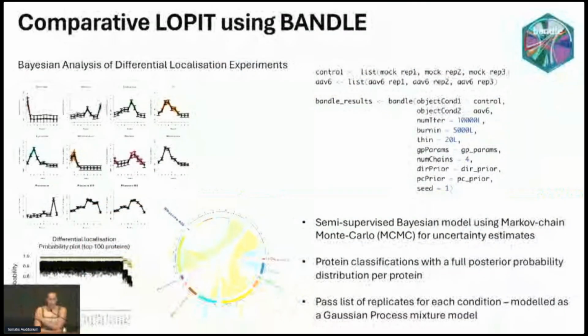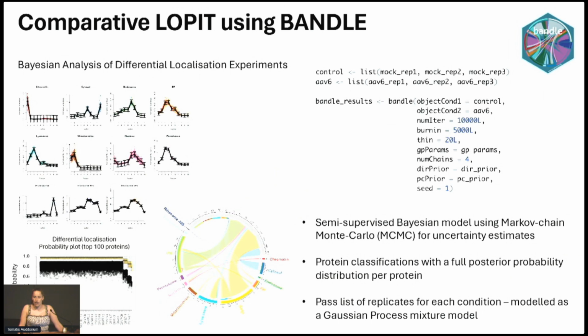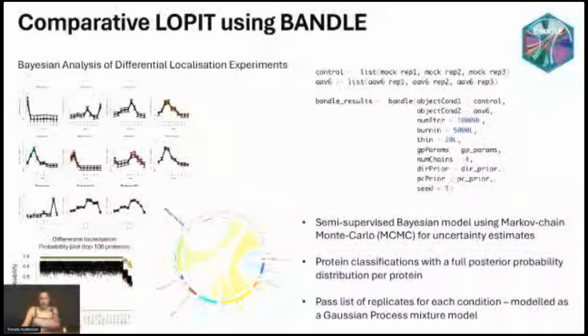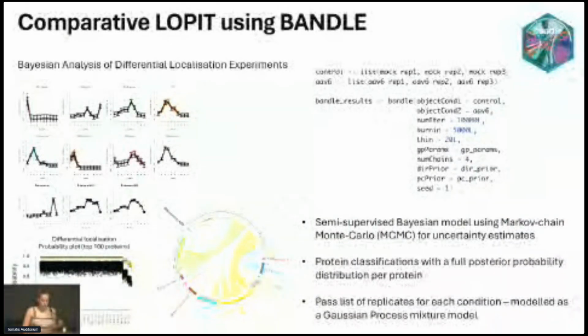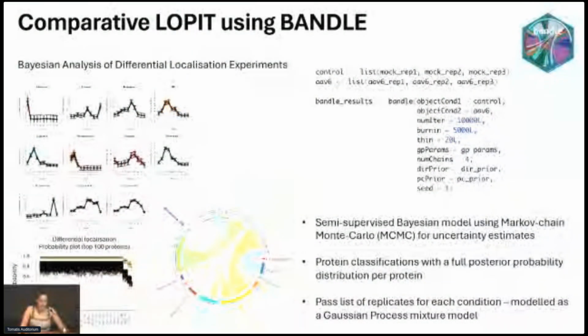So in the last couple of years, we had a PhD student in our lab called Oliver Crook, who developed the Bayesian analysis of differential localization experiments, or BANDLE. And this is now its own Bioconductor package. Here we're able to model two different conditions together. We give it both conditions. It's able to classify, but also give us uncertainty estimates for whether or not a protein is differentially localized between our two conditions. And this is based on a semi-supervised MCMC framework.